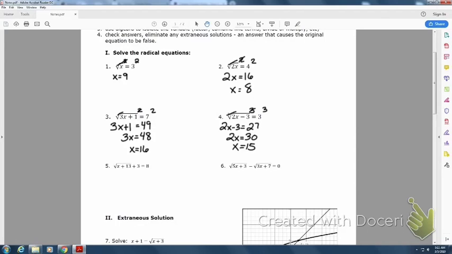Carly, what's the first thing I need to do on 5? Subtract 3 first. So there's the difference if the radical is not already isolated. You're going to have to move everything away from it first. And now, Carly, what do I need to do? Then square it. And Jessica, what's the last thing I need to do there? Subtract 13.